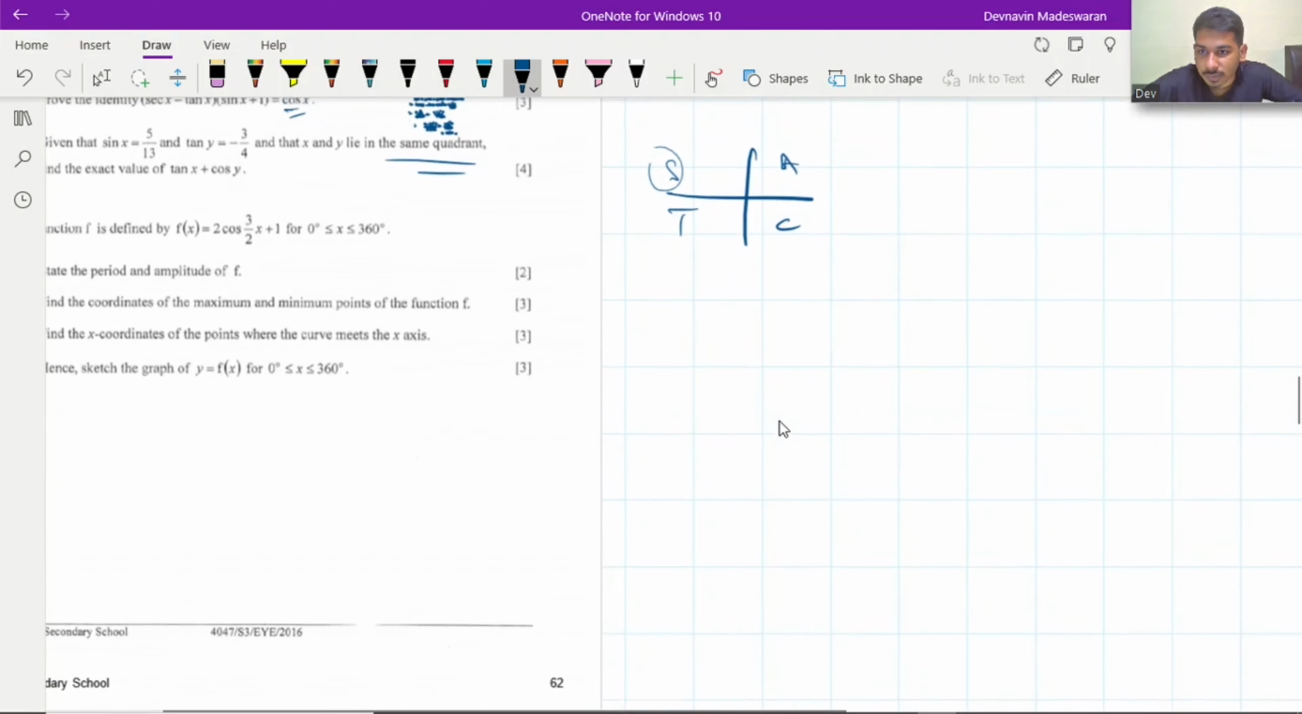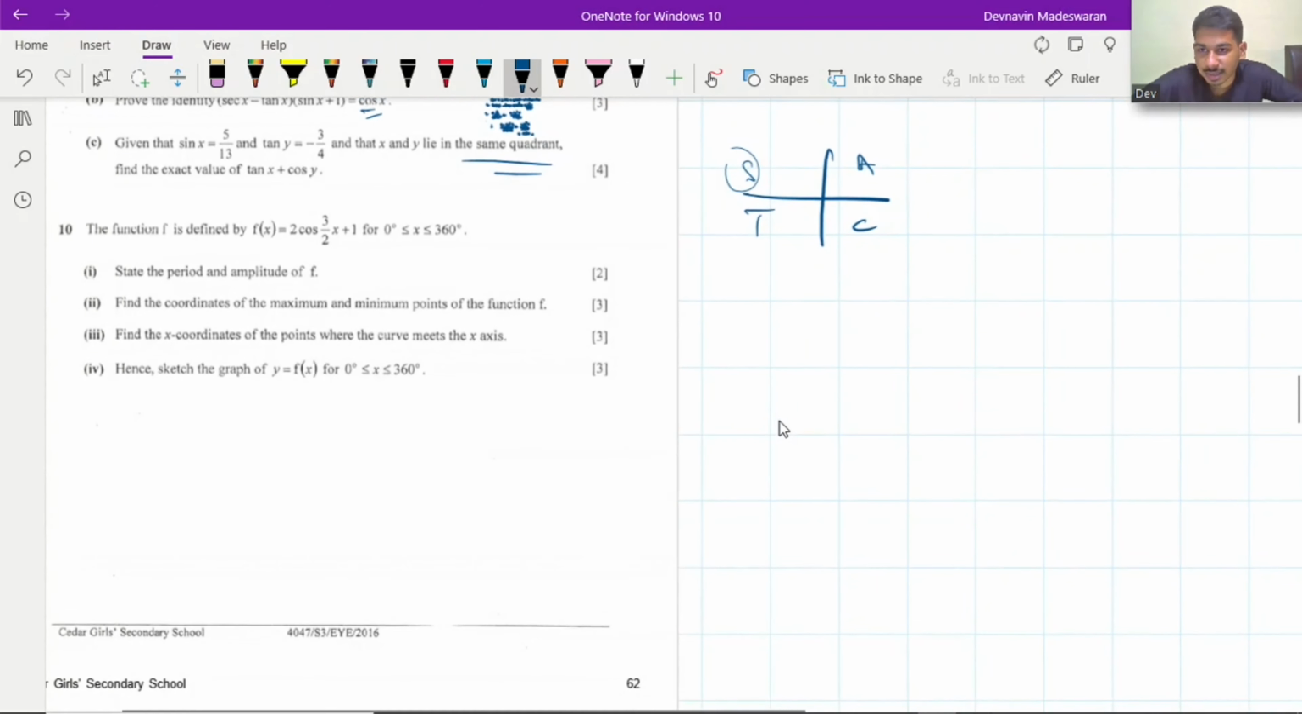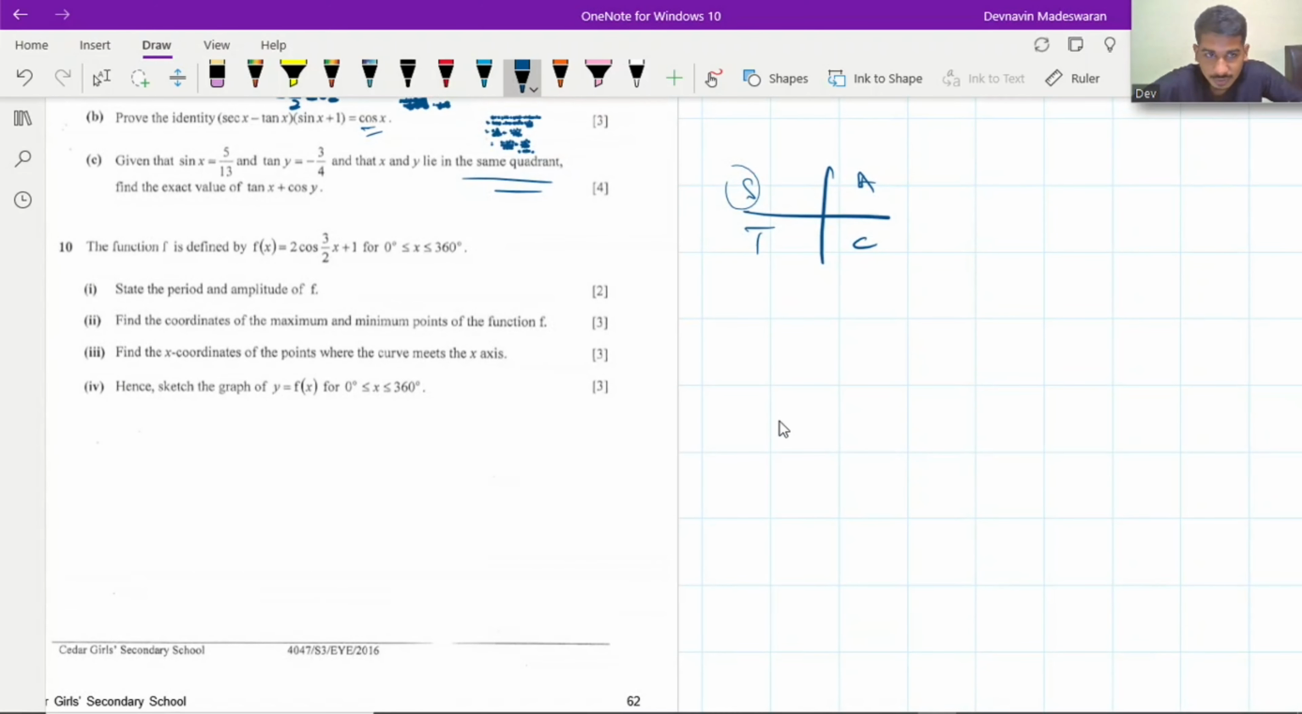So we know that they are in the second quadrant, so for sine x, we have a triangle where opposite is 5 and hypotenuse is 13, so the adjacent is going to be the square root of 13 square minus 5 square, and this is 12.